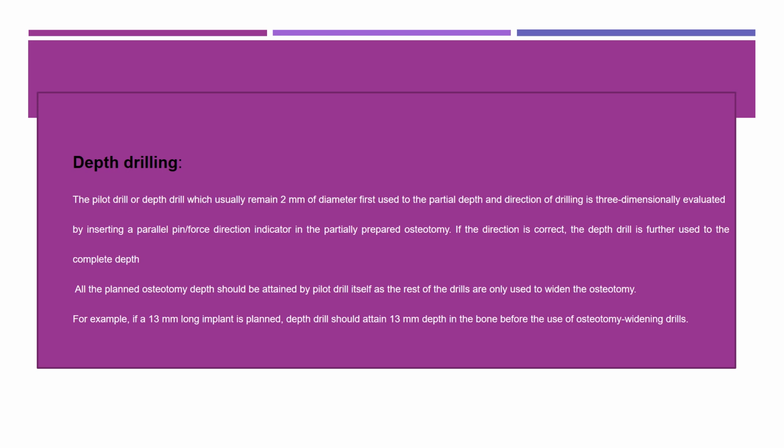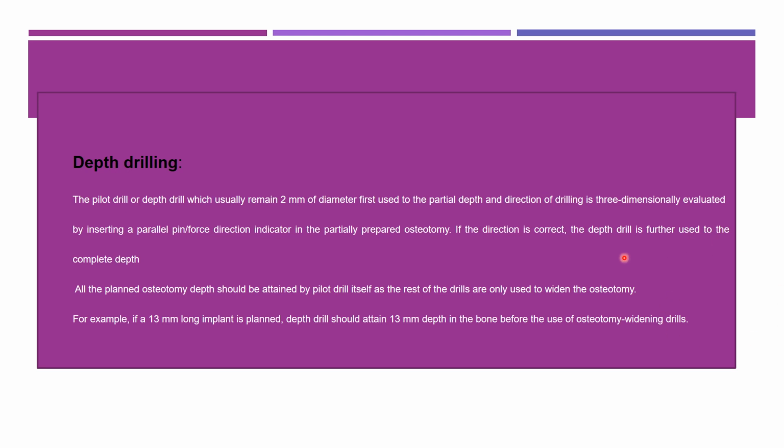It is first used to a partial depth, and the direction of drilling is three-dimensionally evaluated by inserting a parallel pin or direction indicator in the partially prepared osteotomy. Always after the initial preparation, we won't be reaching the final depth. After the initial drill, you have to place your parallel pin and you can take the radiograph. The parallel pin should always be engaged with a floss so that it will not be swallowed or misplaced during the radiograph. So that is the pin.